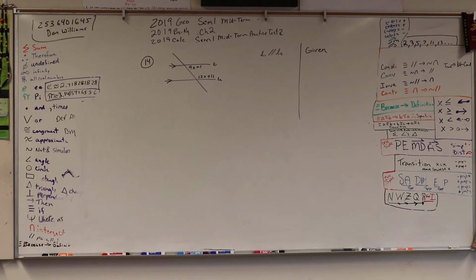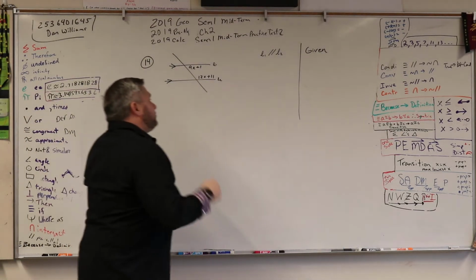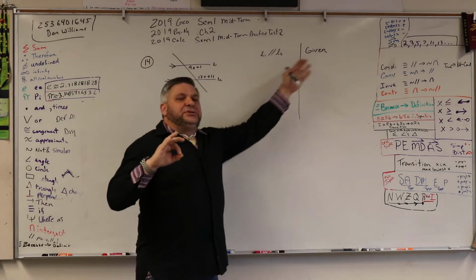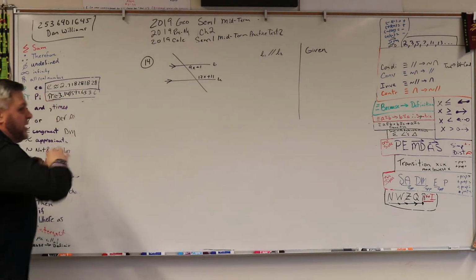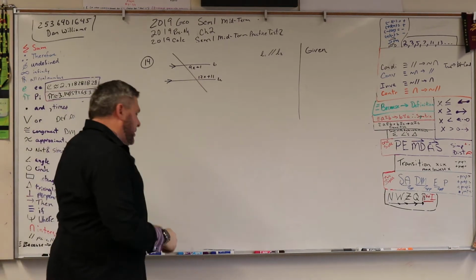Putting in their input. All right, here we go. Given: line 1 is parallel to line 2. That's a given, right? So that means that we have two angles going on right here.